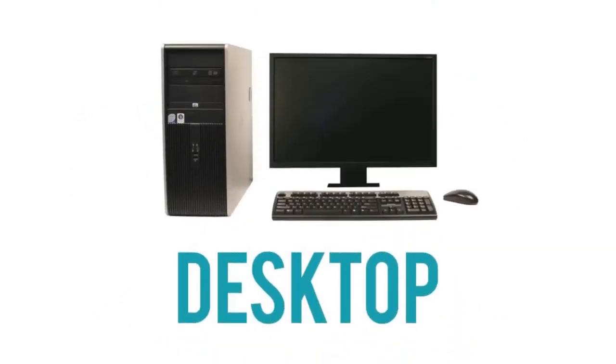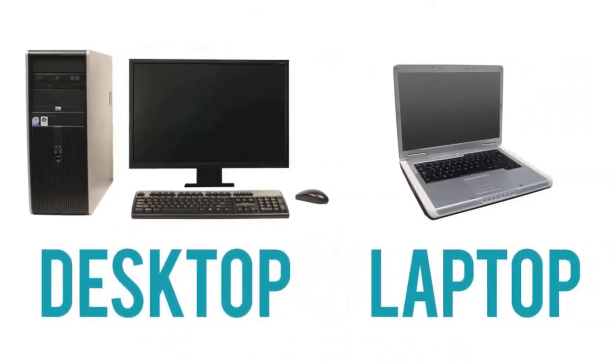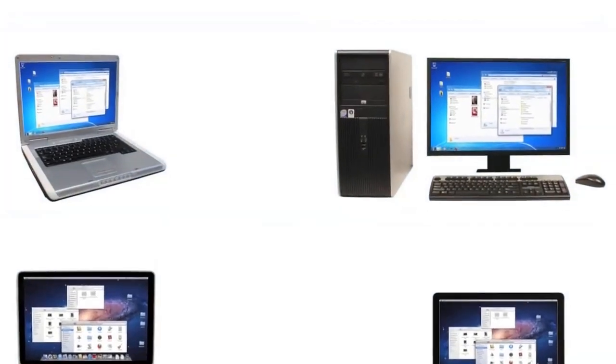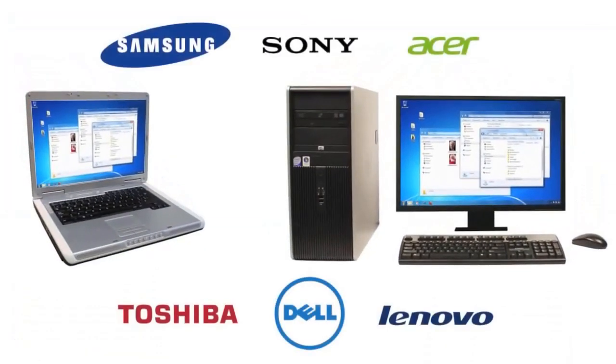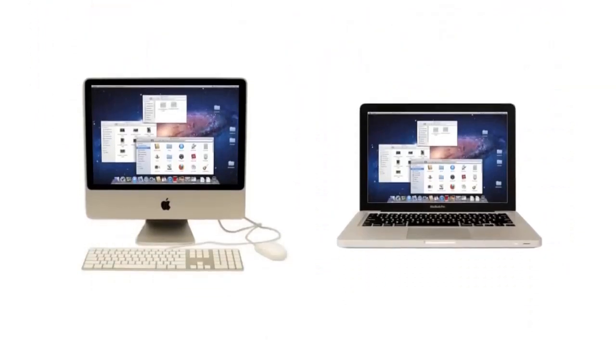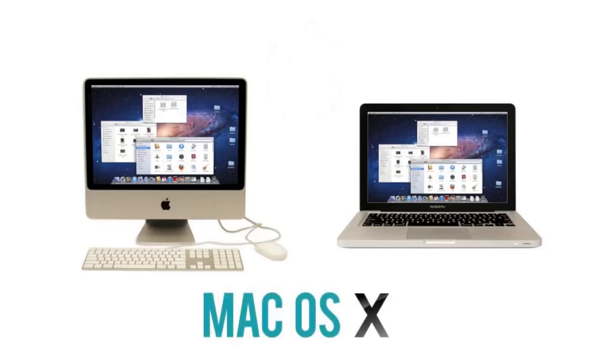Now, when most people say computer, they're talking about a personal computer. This can be a desktop computer or a laptop computer, which has basically the same capabilities, but in a more portable package. Personal computers come in two main styles, PC and Mac. PCs are the most common type. There are many different companies that make them, and they usually come with the Microsoft Windows operating system. Macs, or Macintosh computers, are all made by one company, Apple, and they come with the Mac OS X operating system.